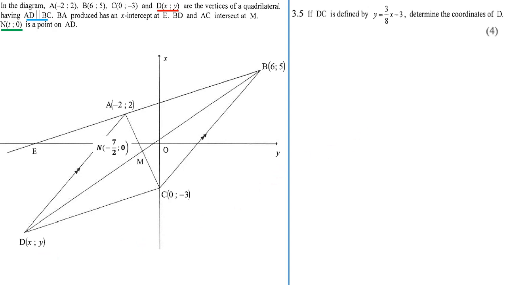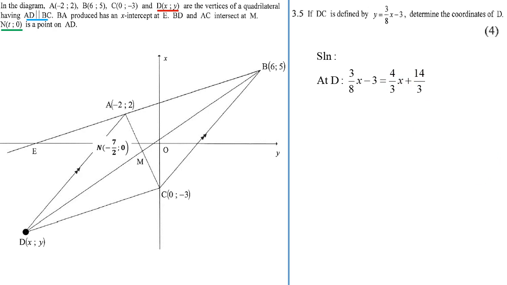This is 4 marks. Now at D we know the equation. The equation which is given, the equation of DC must be the equation of what? Of AD. And the equation of AD, you remember we calculated it in 3.2, which is 4 divided by 3x plus 14 divided by 3.